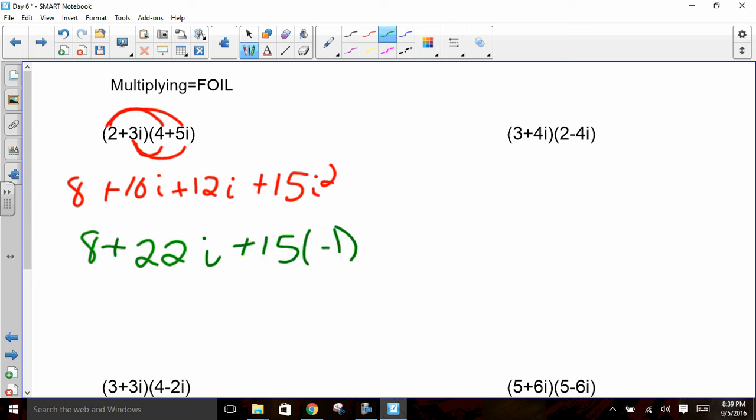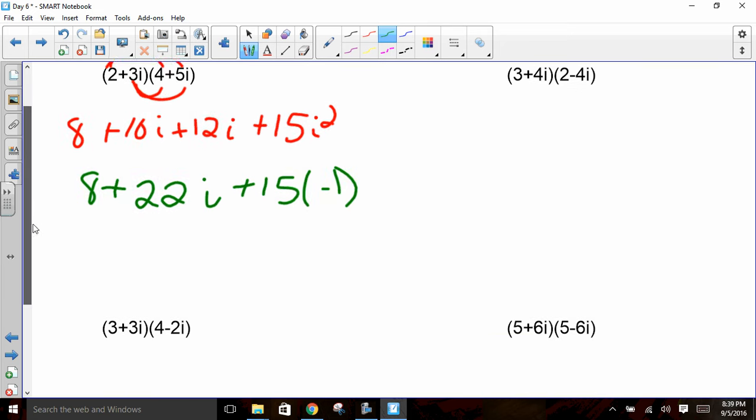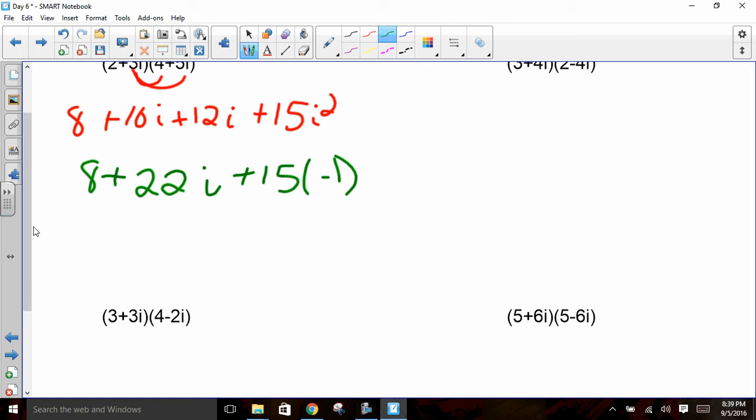So instead of i squared here, I'm going to replace that with negative 1, because the 15 is being multiplied by i squared. Okay, so 15 times negative 1 turns into negative 15. So now I have 8 minus 15, which gives me negative 7, and then 22i.